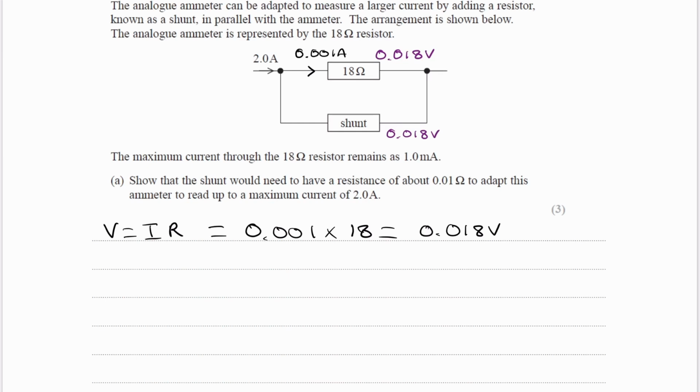And then we can work out the current by considering that we have 2 amps here. That 2 amps splits into these two branches, this one and this one. So then we can do 2 minus the 0.001. We get 1.999 amps. So that is the current going through here.